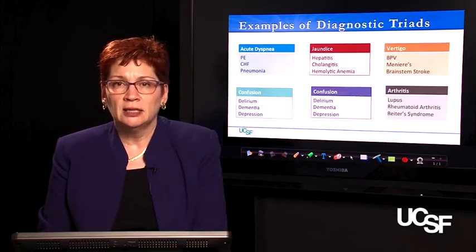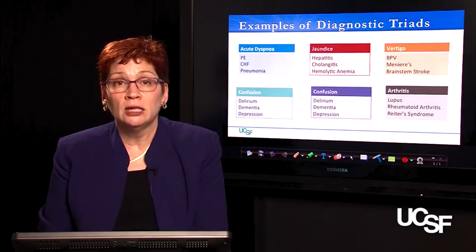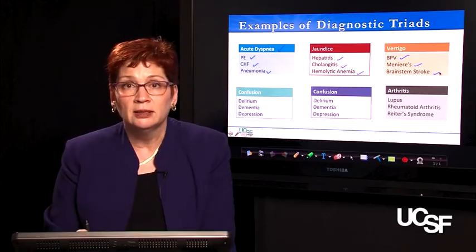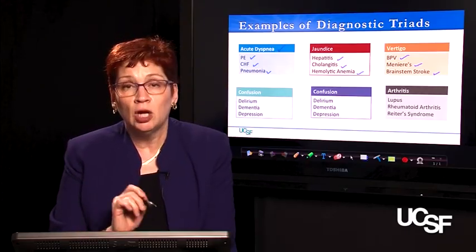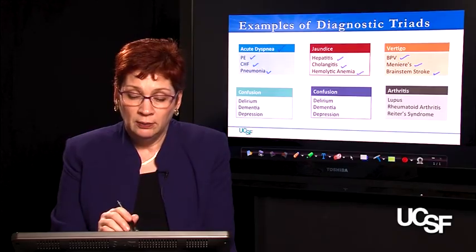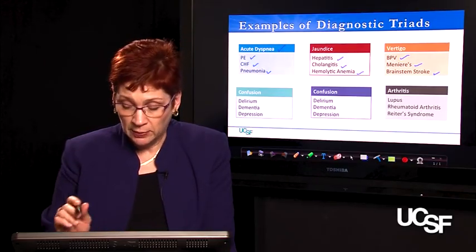So here's some examples of diagnostic triads, and we've posted them on the web for you too, in case you want to begin to coordinate your reading around these. So a diagnostic triad for the syndrome of acute dyspnea might include pulmonary embolus, congestive heart failure, or pneumonia. One for jaundice might include hepatitis, cholangitis, or hemolytic anemia. One for vertigo might include benign positional vertigo, Meniere's disease, or a brainstem stroke. So you get the point. I could actually change this for jaundice to include hemolytic anemia or granulomatous hepatitis.